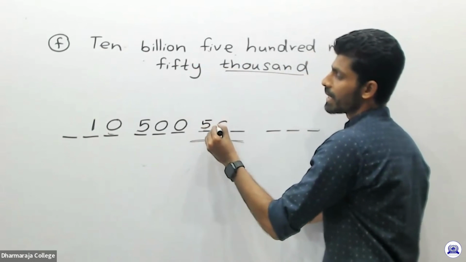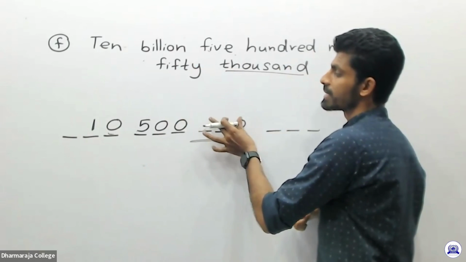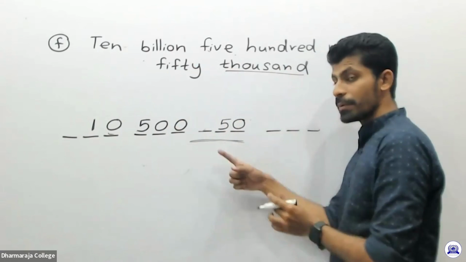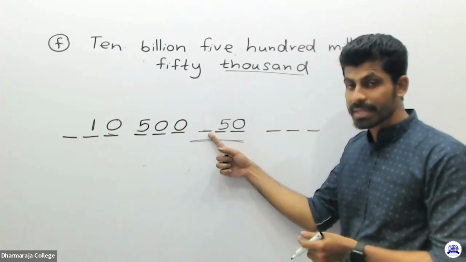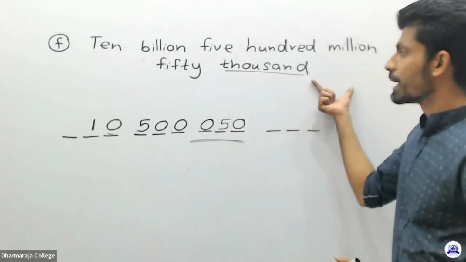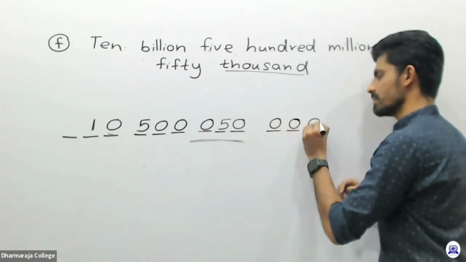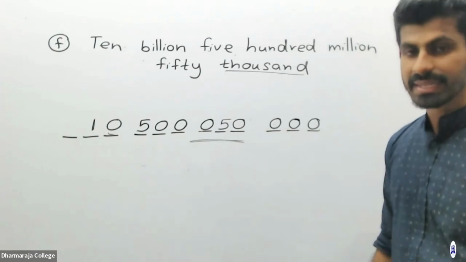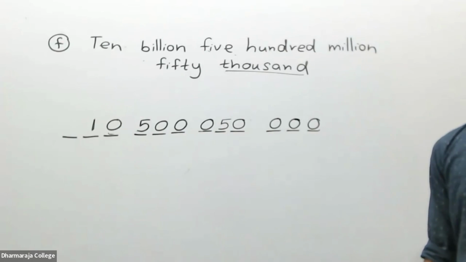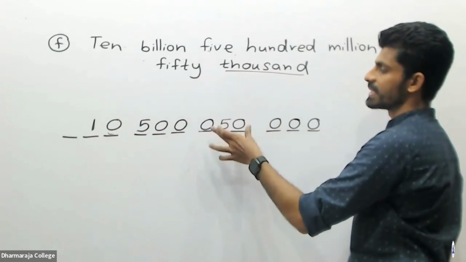If you write this one as 500,000, that is not right; it is 50,000. Can you keep that empty? No. Need to write down 0. 50,000, no unit values. So the number is 10 billion, 500 million, 50,000.